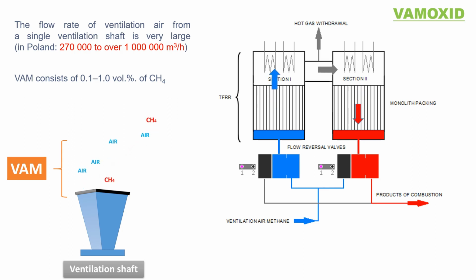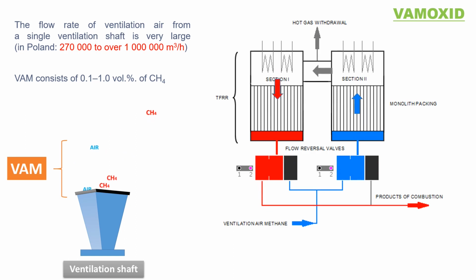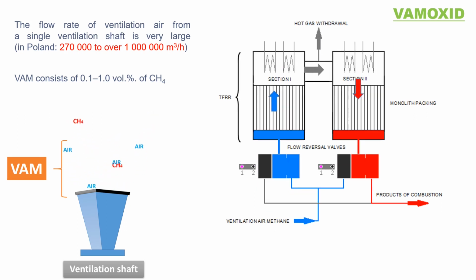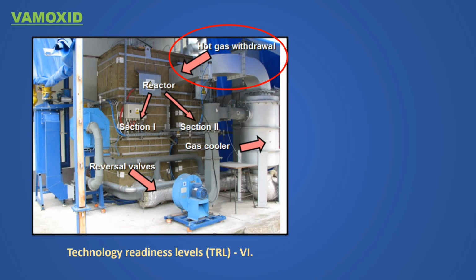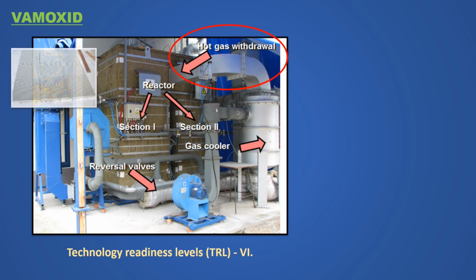The main unit of VAMOXID is a thermal flow reversal reactor, which consists of two parts, section 1 and section 2, connected by a duct at the top. Part of the hot gas can be withdrawn from this duct to the heat recovery exchanger. Both sections are packed with ceramic monolith blocks. The valves responsible for the gas flow reversal are located close to the bottom part of the reactor.